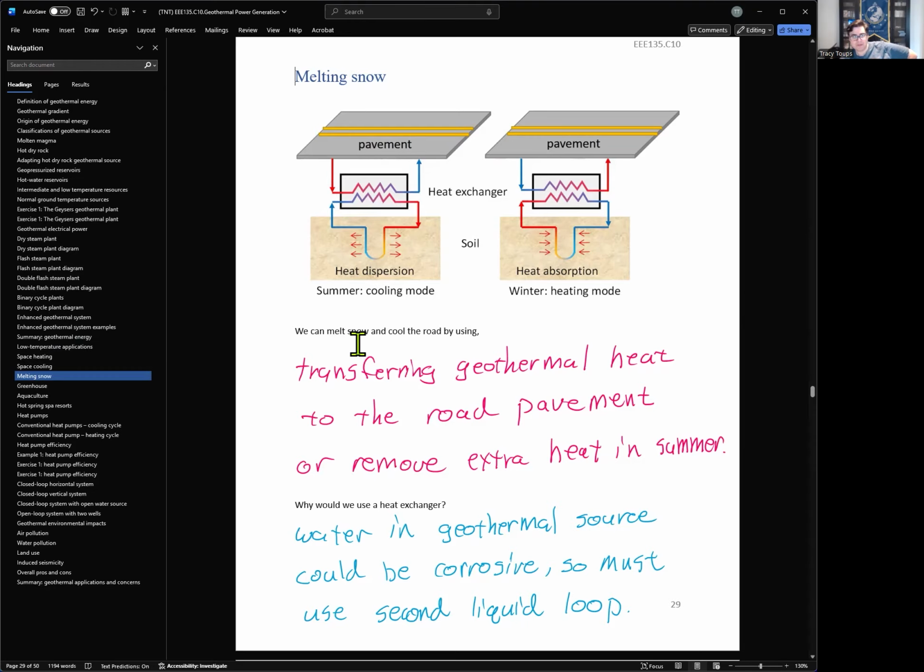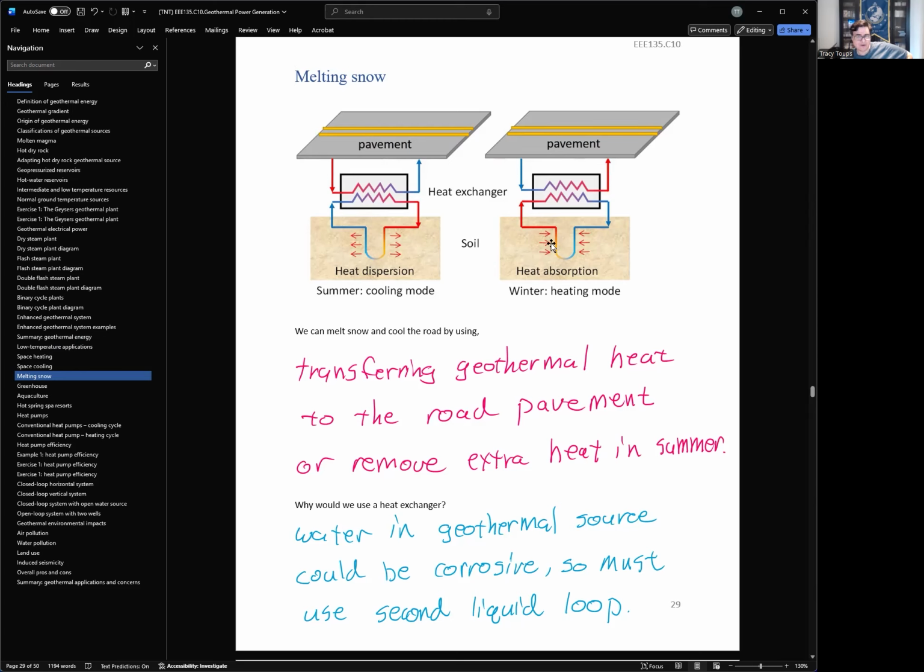So basically, we can melt the snow and cool the road by transferring geothermal heat to the road pavement or to remove extra heat in the summer. It works both ways. So let's say it's winter and you have a bunch of snow on this pavement, right? Actually, it's the right-hand side. So here on the right-hand side, you got a bunch of snow on the pavement.